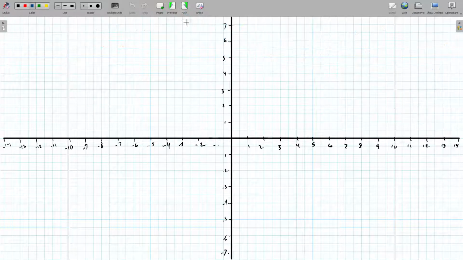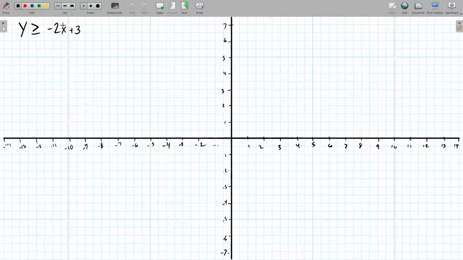Let's look at another example. y is greater than or equal to negative 2x plus 3. Again, we start at the y-intercept, 3, and then we use our slope, negative 2. So I'm going to go over 1 and down 2. Down 2, over 1, and so on to get a collection of points to make our line as accurate as possible. And we can do the same thing going to the left. We can go left 1, up 2 to get some more points.